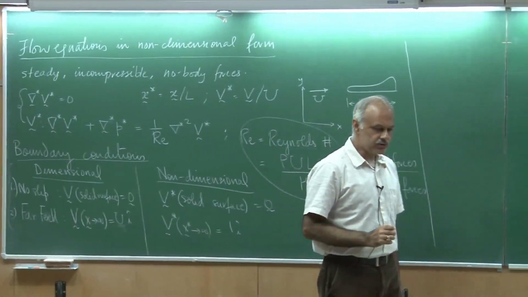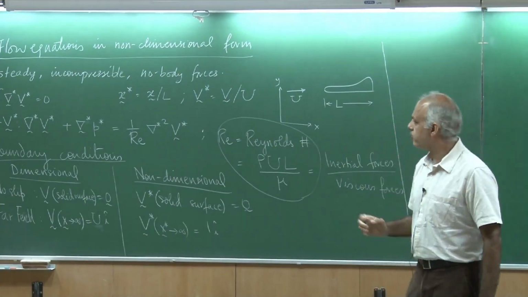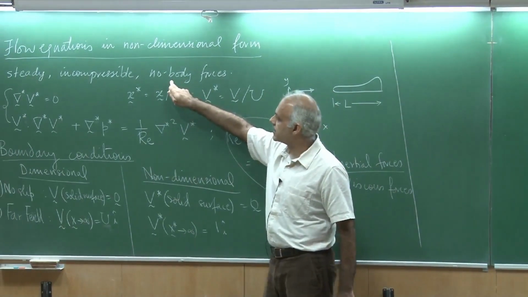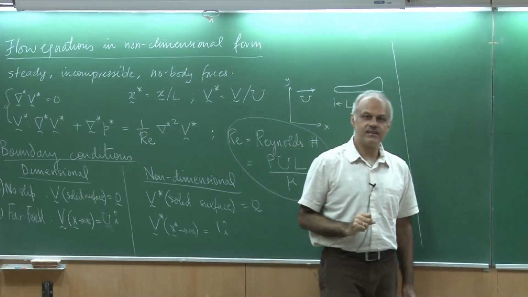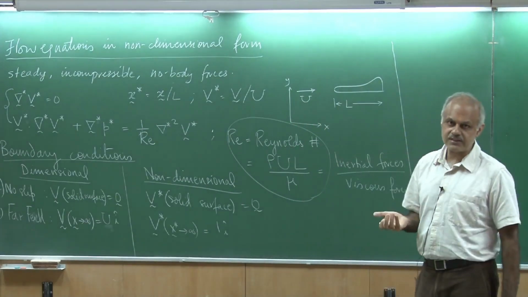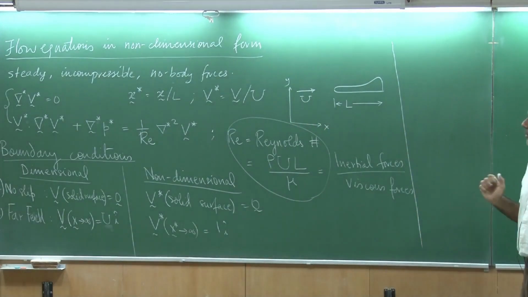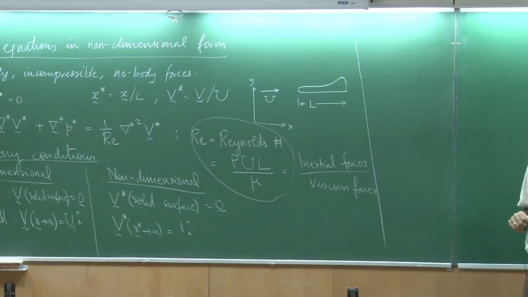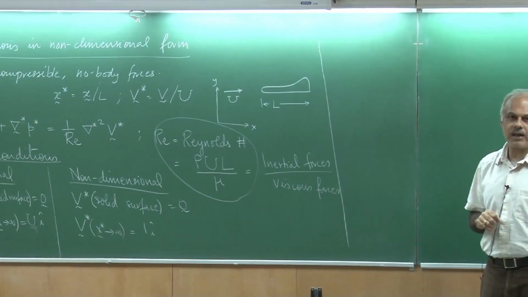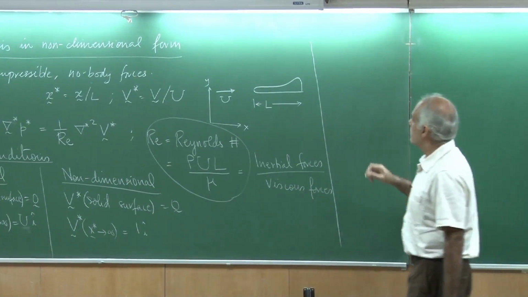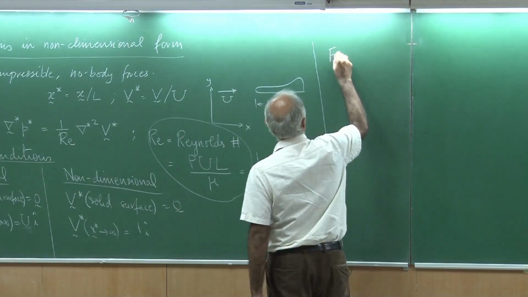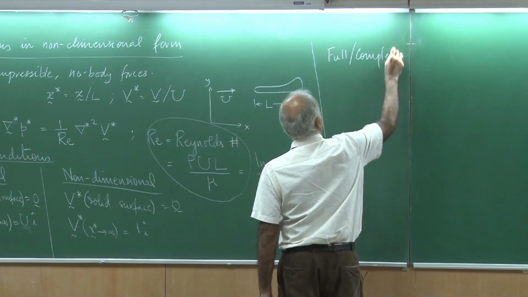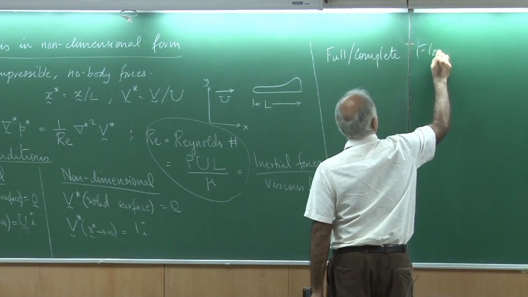Now I would like you to go back to the full equations. Here we made an assumption that there are no body forces and the flow is steady. Suppose I relax those assumptions. Then how do these equations look, and what is the relative weightage of each term? It would help us to look at that. So I look at the full or the complete flow equations.